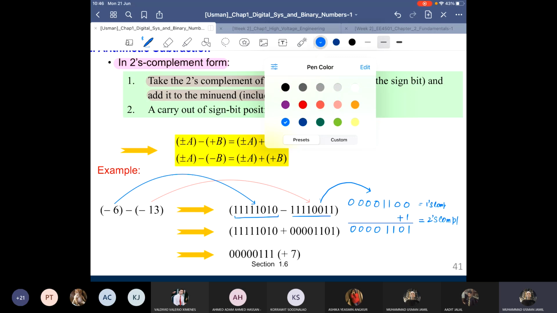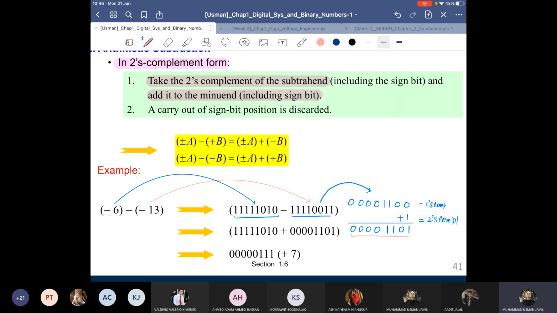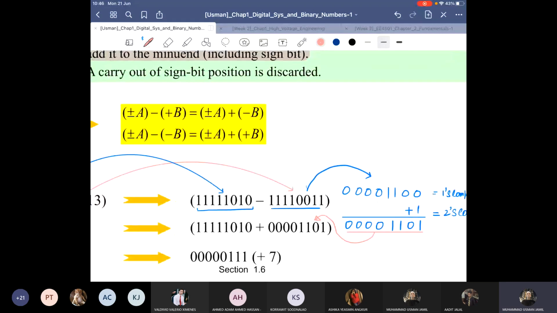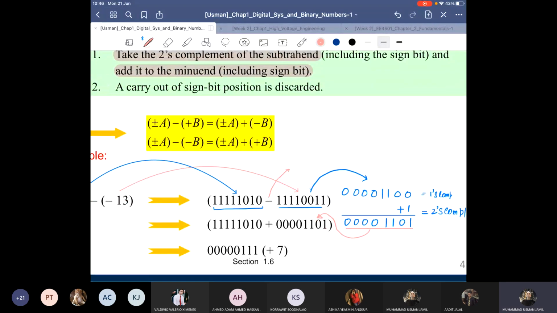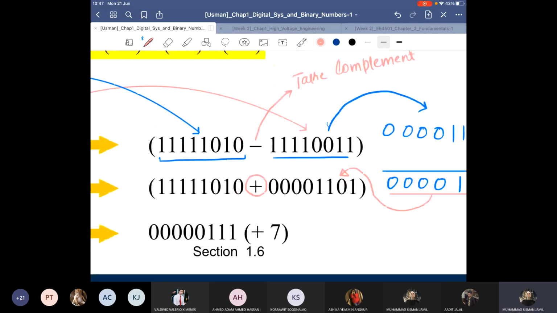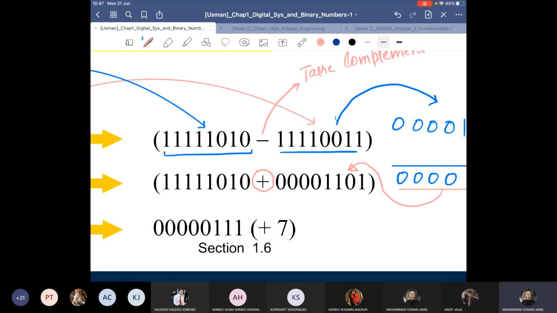And you can see this one is equal to this one. Then we will add both numbers, because the negative sign means take the complement. When you take the complement, this term is now positive. Then you can add the two binary numbers, and you get your answer, +7.